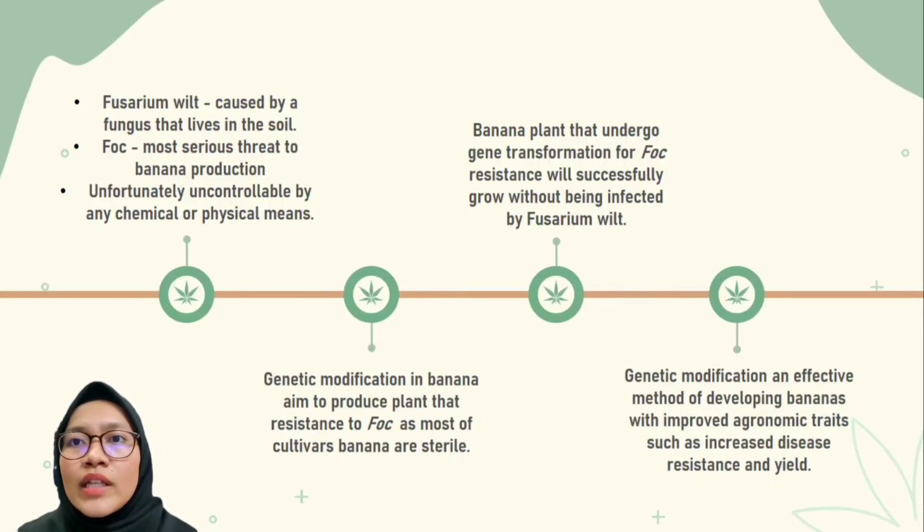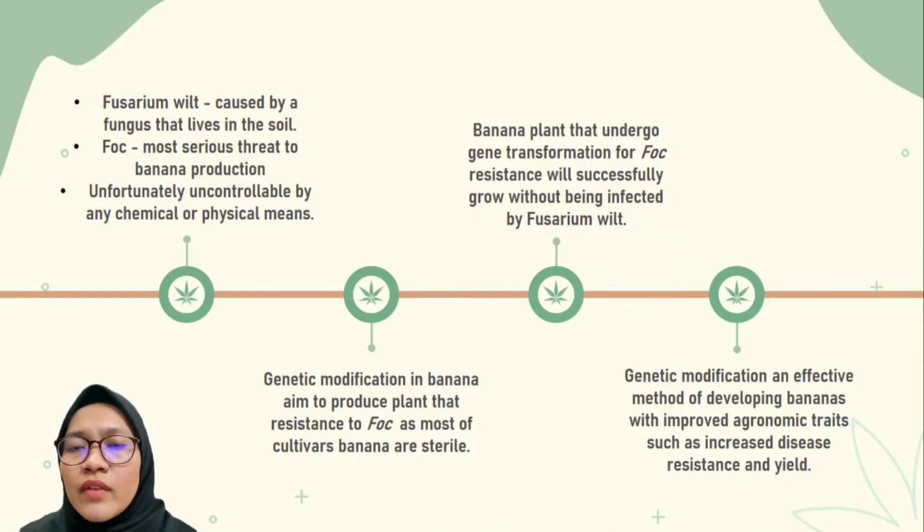For example, when the banana tree is infected with TR4, which is one of the distinct races of FOC, it will show several symptoms such as discoloration, followed by necrosis in the root and rhizome that prevents water and nutrients from being transported, resulting in withering and eventually death of the entire plant.